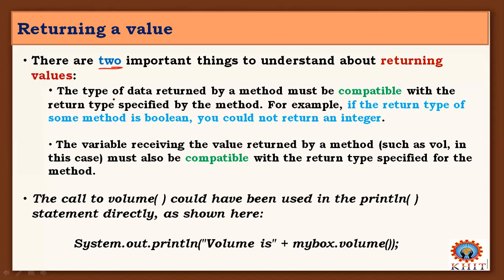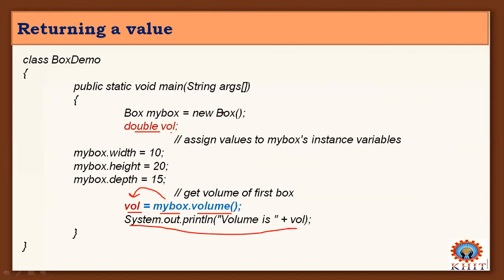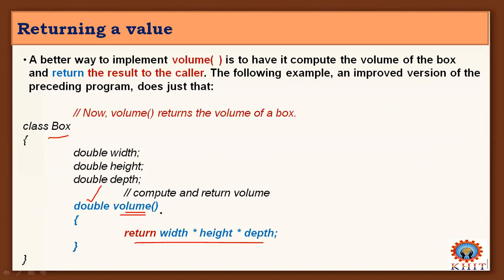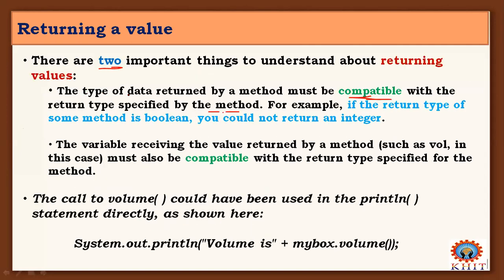The first one is the type of data returned by a method must be compatible with the return type specified by the method. It means in the previous example, we defined this volume method's return type as double, and it should return double only, not int or cat like that. If you write this return statement to return an integer, it gives a compile error. So that should be checked. The type of data returned by a method must be compatible with the return type specified by the method.